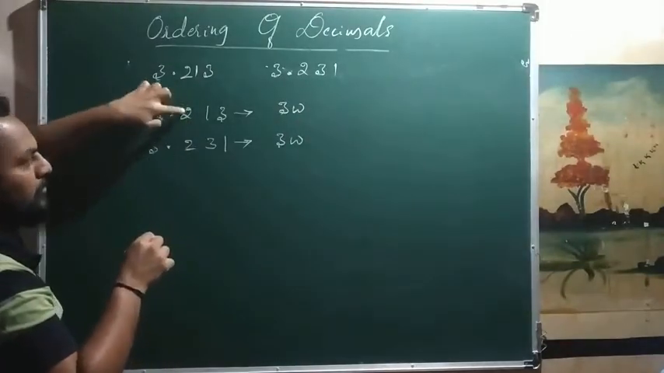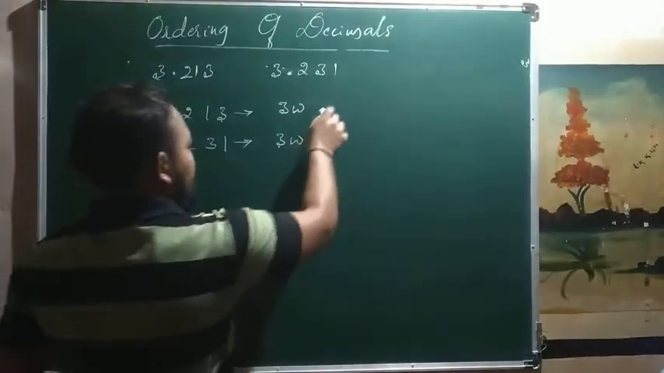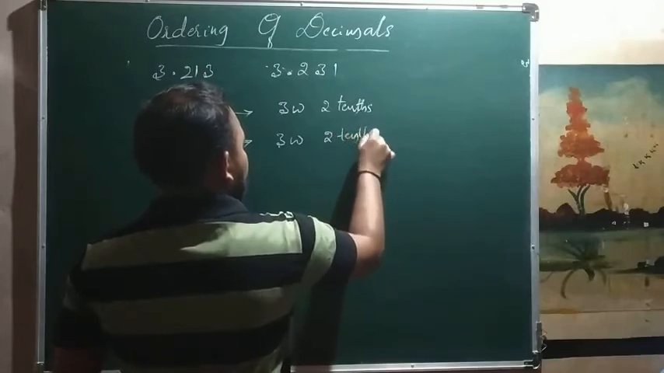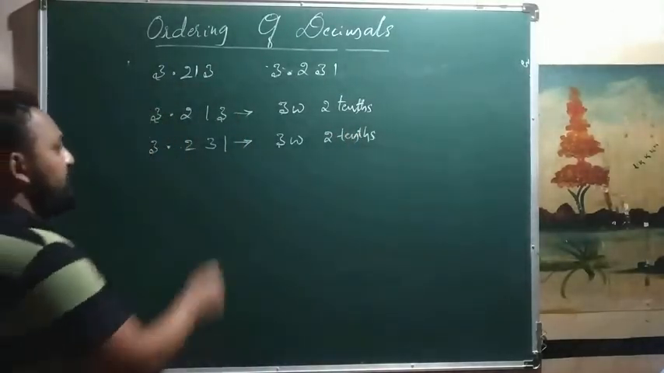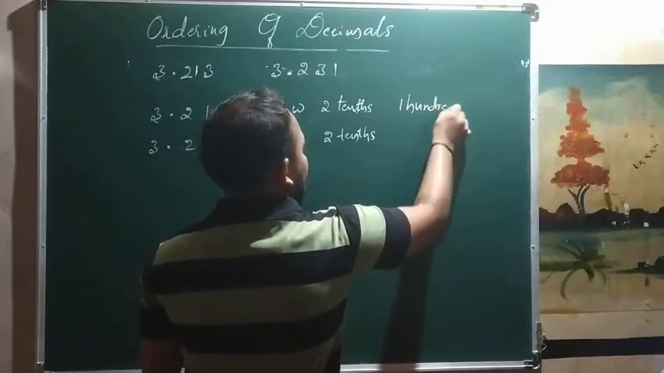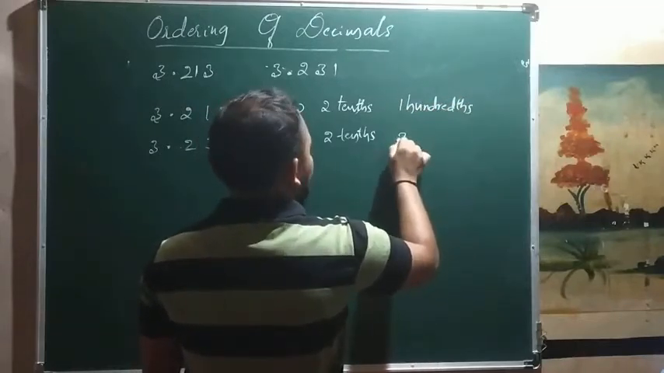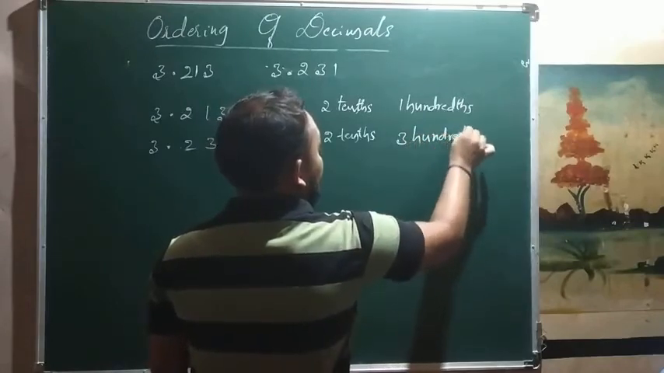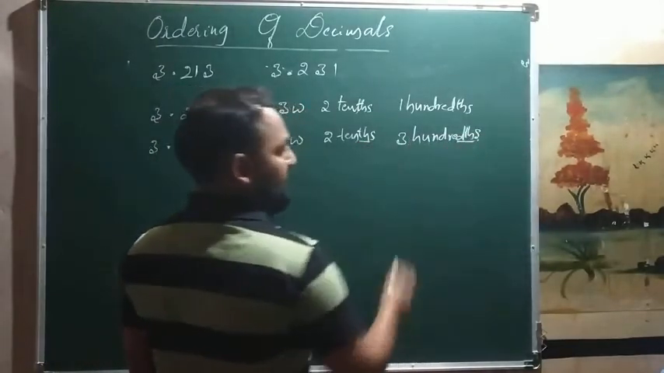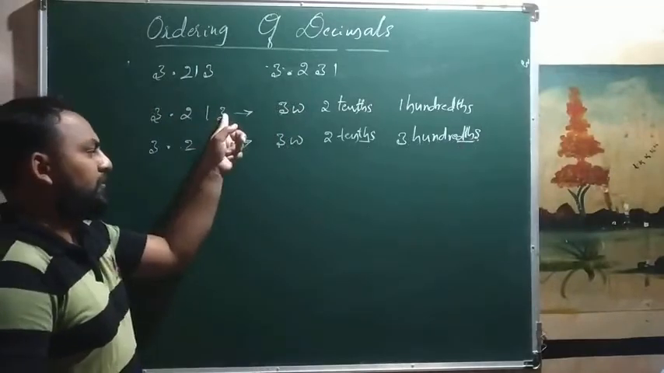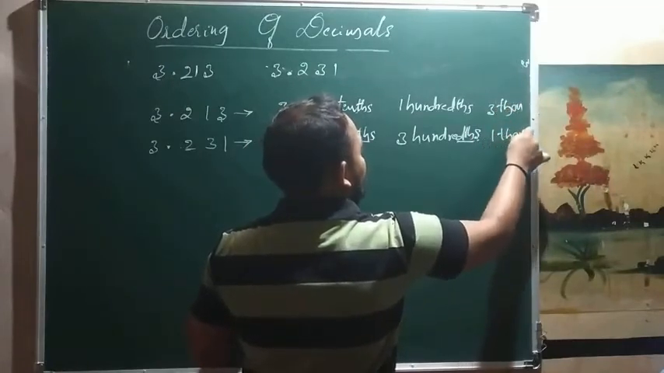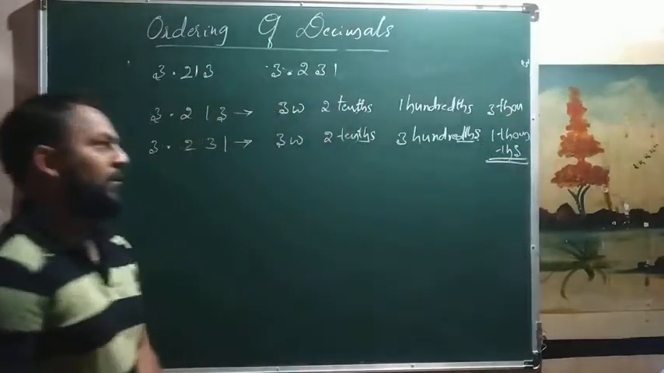Next, the tens place: 2 and 2, the two tenths. Here 2 tenths, then here also 2 tenths. Next, the hundredths: here 1 and here 3. Then the thousandths: 3 thousandths and 1 thousandths.